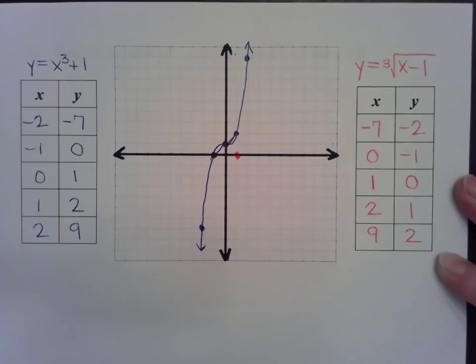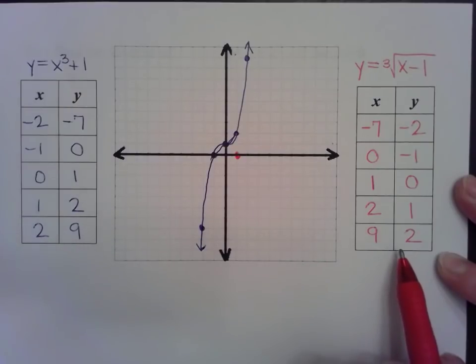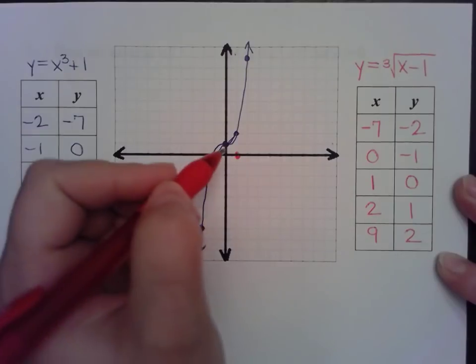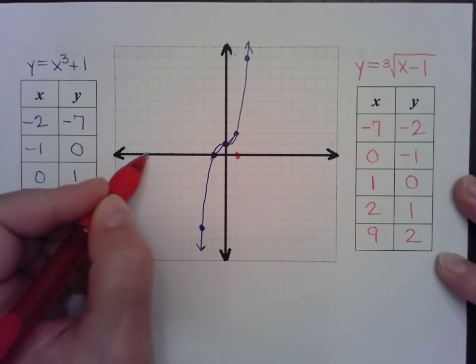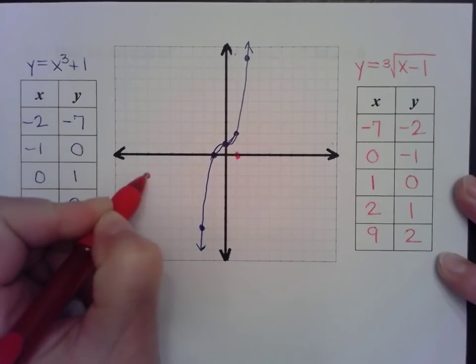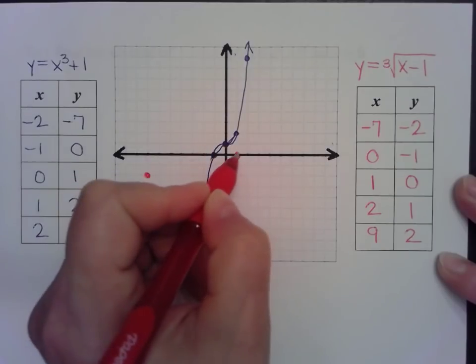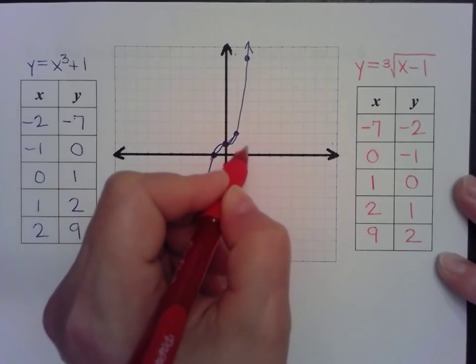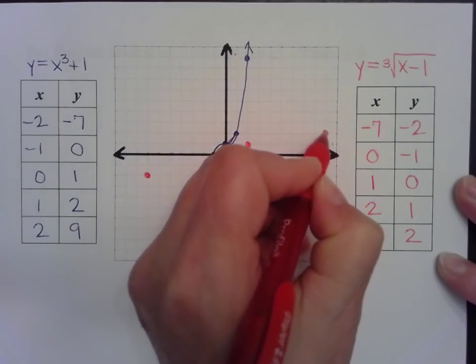And that's not just this example, that's for all inverse functions. We can take the points that we have in the original function and flip them to get the points for the inverse. So if I plot these, I have (-7, -2), (0, -1), (1, 0) is my center point, (2, 1), and (9, 2).